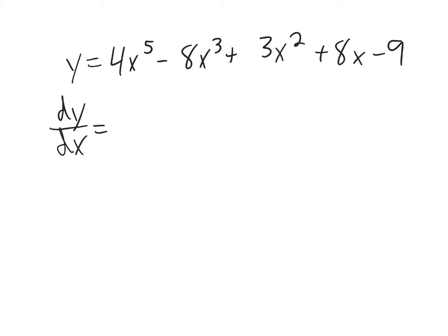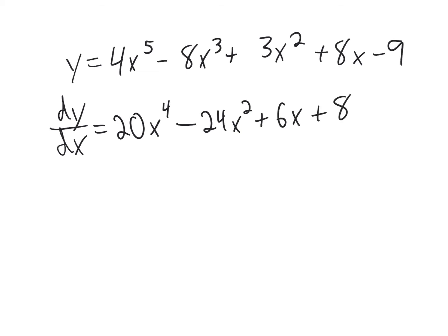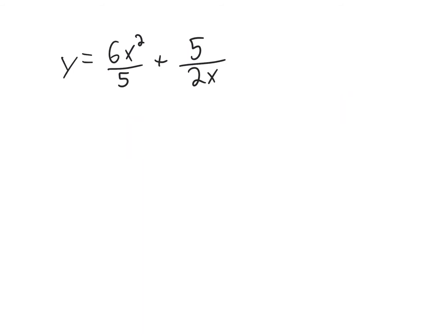We have 4 breaking down the 5 giving us 20x. 5 minus 4 is, 5 minus 1 is 4. Then 8 times 3 is 24. Subtract 1 from the exponent. Bring down the 2. 3 times 2 is 6. Subtract 1 from the exponent. Plus 8 minus 0.